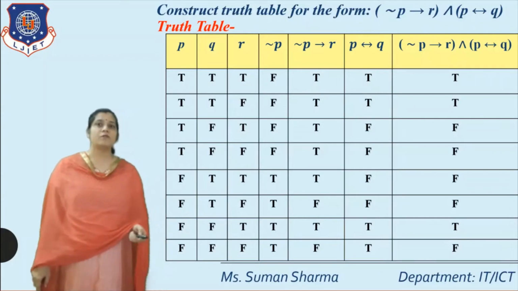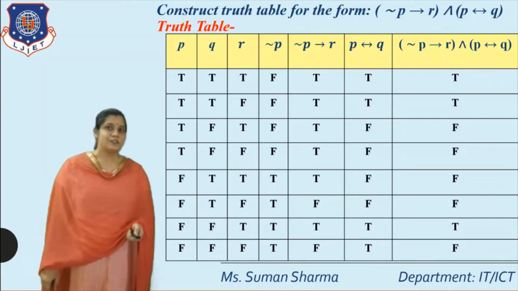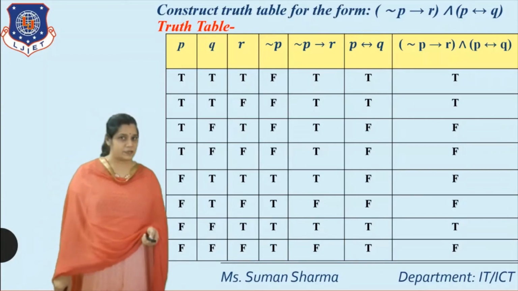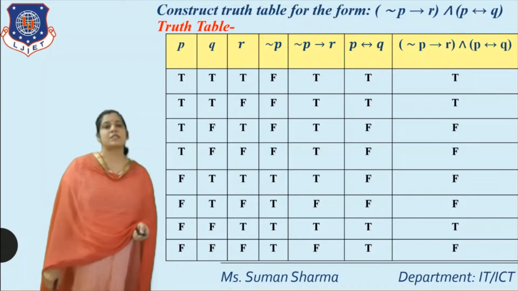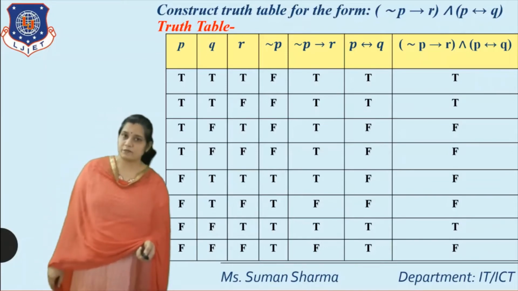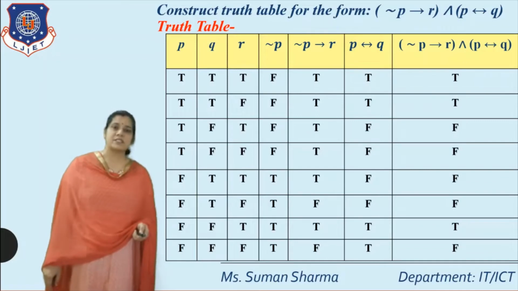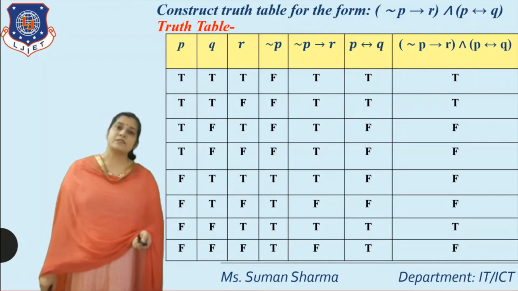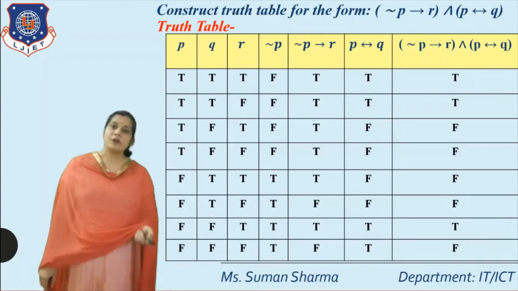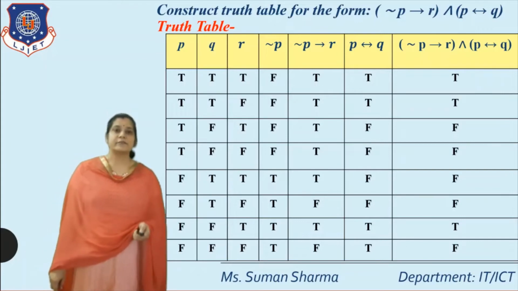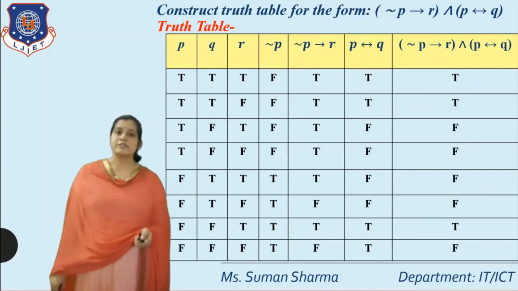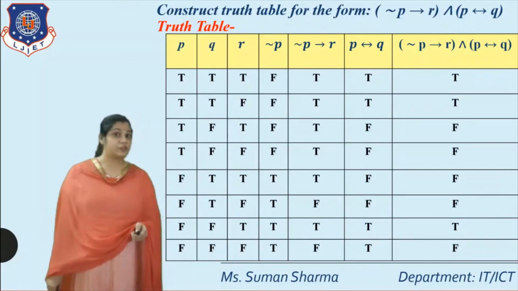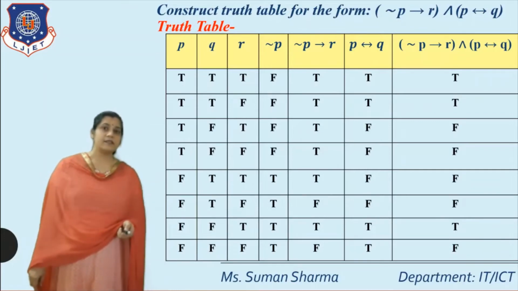So with the help of this negation P implies R, the process is that when two statements are true, we write true; when two statements are false, we write true; when one statement is true and the second is false, we write false. And if one statement is false and the second is true, we write according to your second statement, which is true.